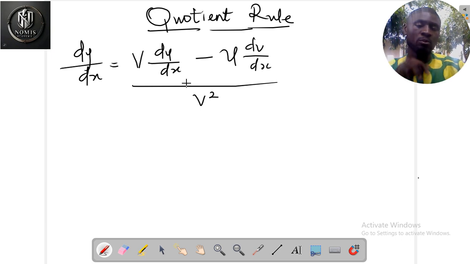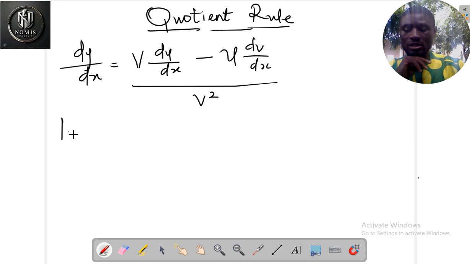So let's take an example where one variable divides another variable, such that they are both functions of x. How can we find the derivative of such variables? So let's get into an example. Example number one.